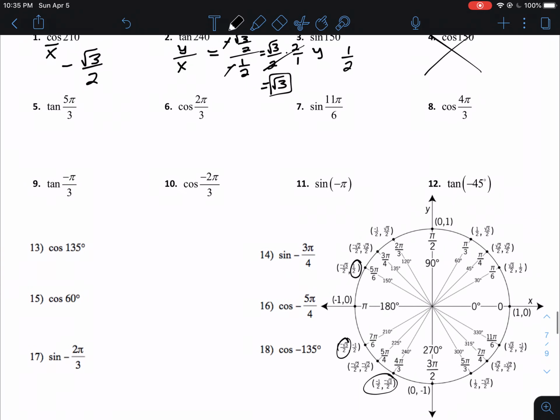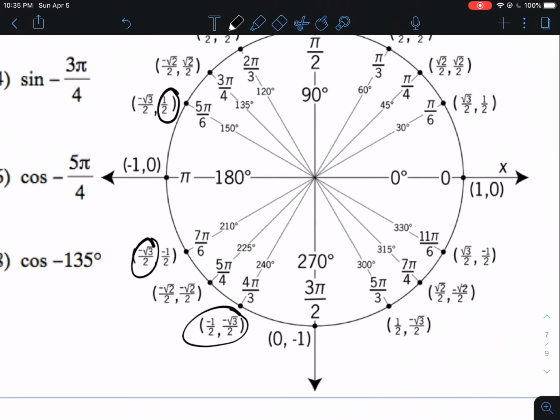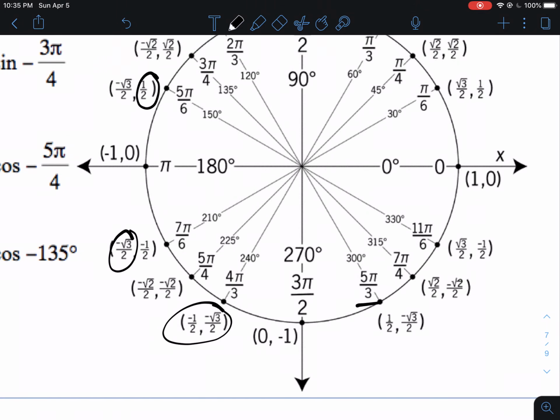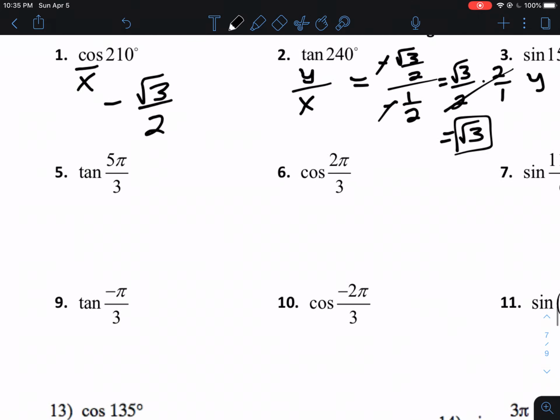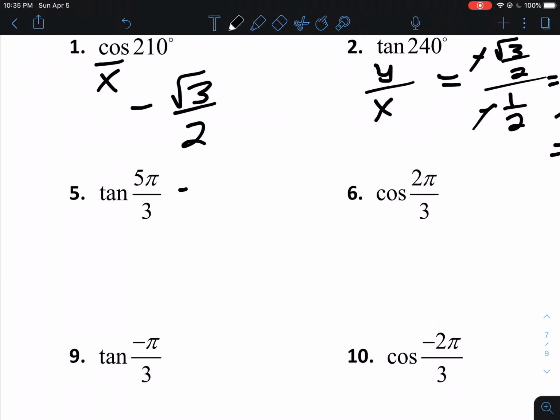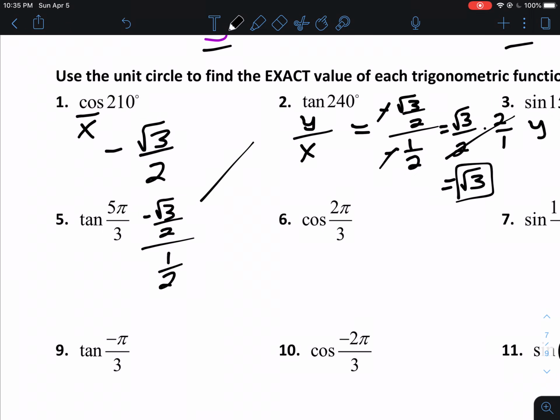Let's do some with radians. So tangent of 5 pi over 3. So we're going to go to 5 pi over 3, which is going to be in this fourth quadrant right here. For tangent, we're going to take y divided by x, so that's going to be negative radical 3 over 2 divided by 1 over 2. So negative radical 3 over 2 divided by 1 over 2, which really, if you think about it, is the same thing as number 2. It's just instead of having negative divided by a negative, you're having negative divided by a positive. So the answer should be the same, just with an opposite sign. So instead of positive radical 3, you've got negative radical 3.